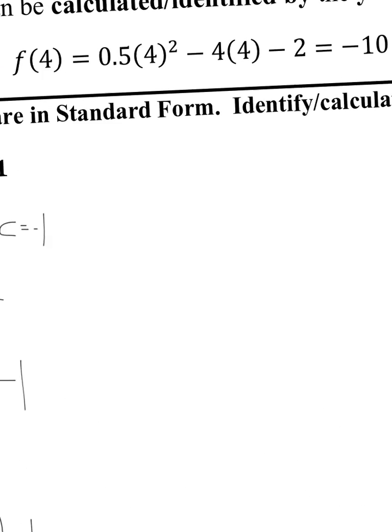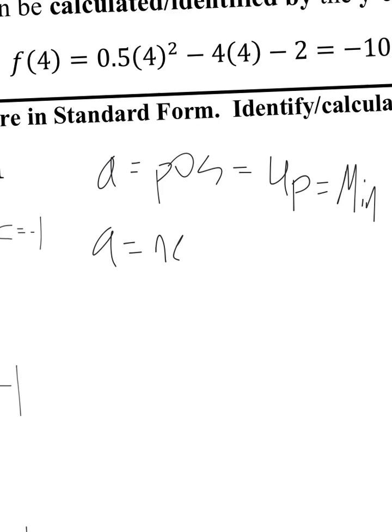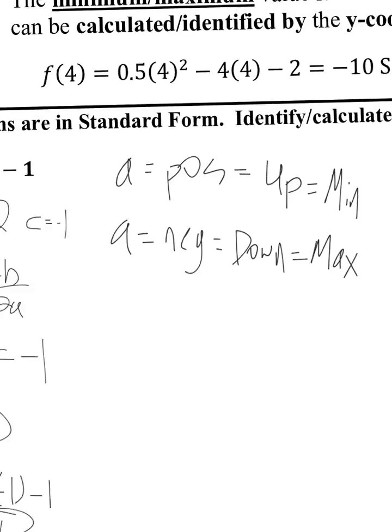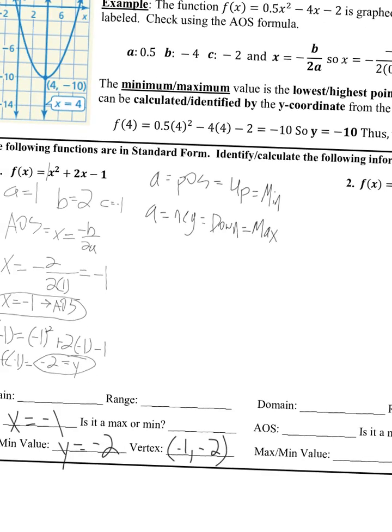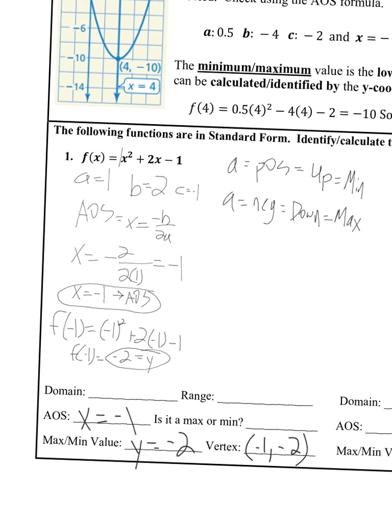If a is positive, then the graph opens up. If the graph opens up, you have a minimum. And if a is negative, then that means the graph is going to open down. And if the graph opens down, you have a maximum. Okay? So that's kind of like the definition if you want to think about it. But if you're really stuck, just look at the graph.